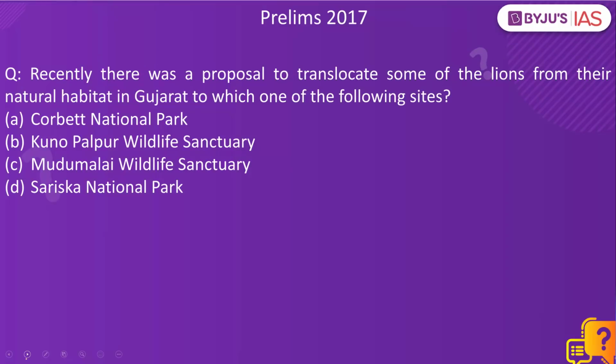Let's look at a previous year's question paper, Prelims 2017. Recently, there was a proposal to translocate some of the lions from their natural habitat in Gujarat, the Gir, to which of the following sites? And the answer is B, Kuno Palpur Wildlife Sanctuary, which is in Madhya Pradesh. So B is the right answer.